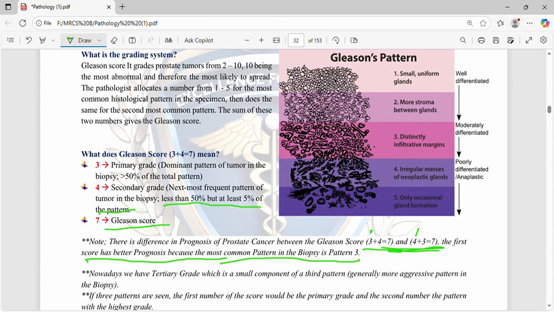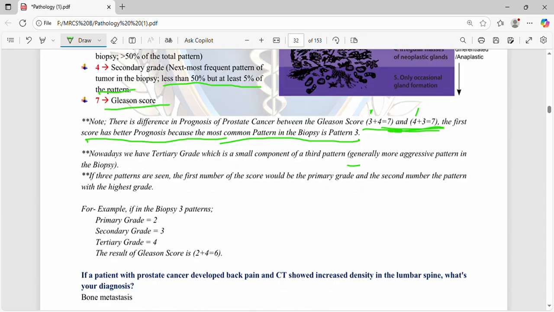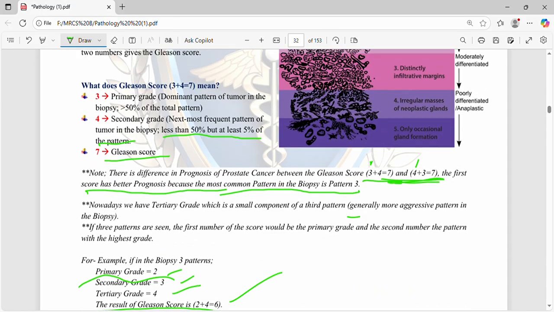Okay. Nowadays we have tertiary grade, which is a small component of a third pattern, generally a more aggressive pattern in the biopsy. If 3 patterns are seen, the first number of the score would be the primary grade and the second number would be the highest grade. For example, if in the biopsy the primary grade is 2, secondary grade 3 and tertiary grade 4, the result of the Gleason will be 2 plus 4 equals 6. So you will ignore the secondary. And also you have to look for this as well.